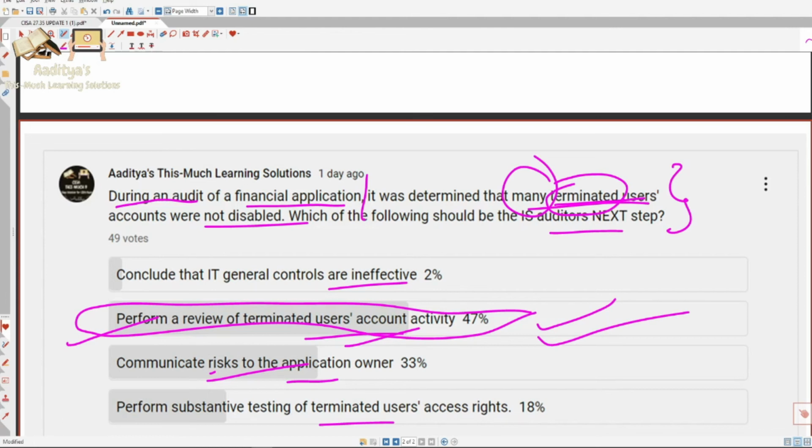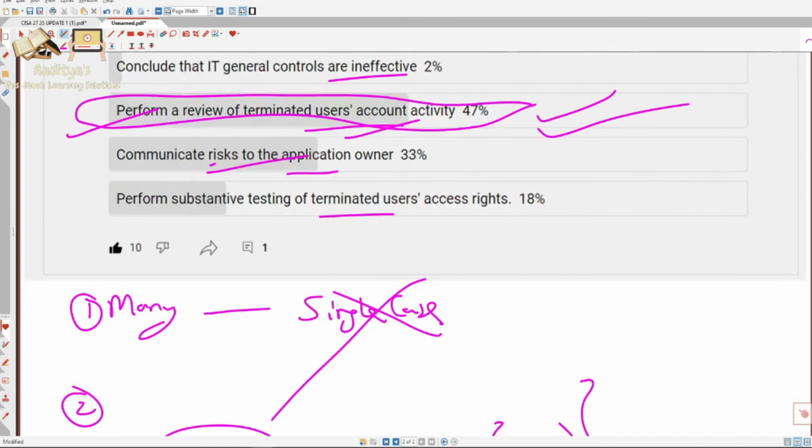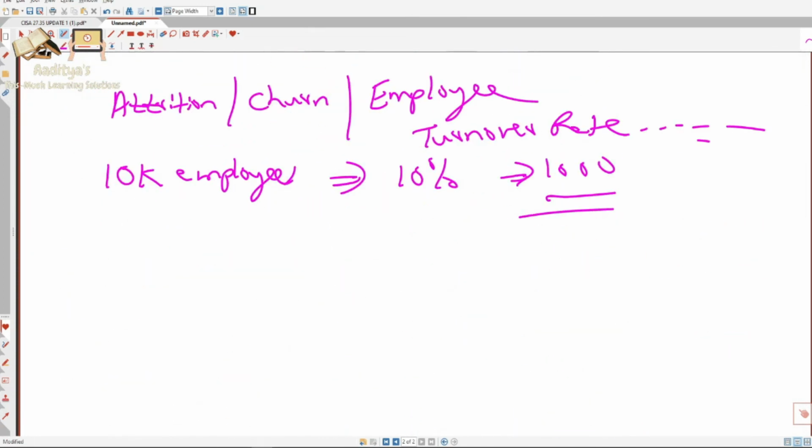Now, as I've told you, the first hint was the word many. The second hint was that many users' accounts were not disabled for people who have left the organization. So this indicates that it's a critical risk. Definitely it has to be a violation of the policy, right? The first step will always be to communicate the risk, and then option number B will come. The auditor cannot sit and first review whether any employee has done any damage to us, their activities. Let's say 1,000 people have left the organization.